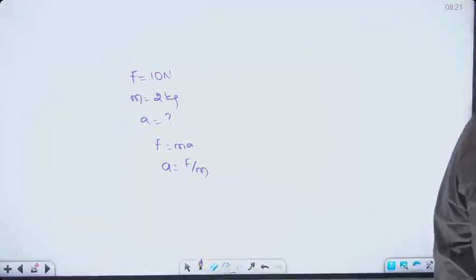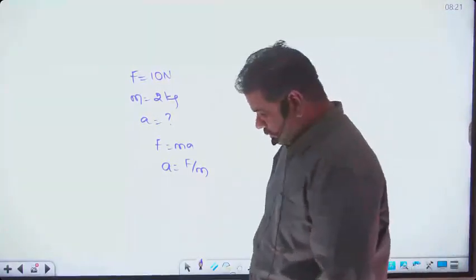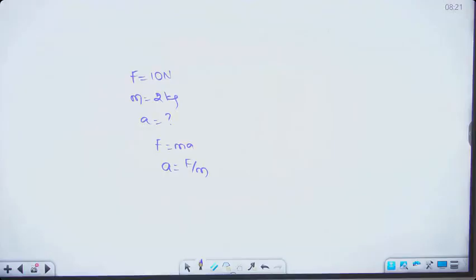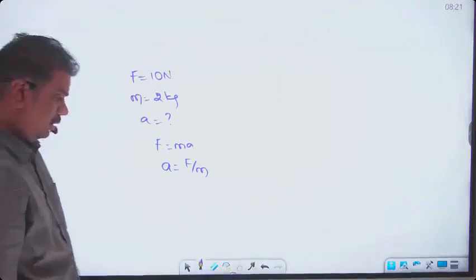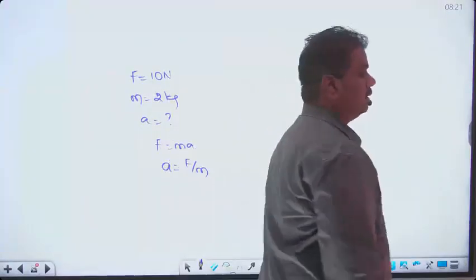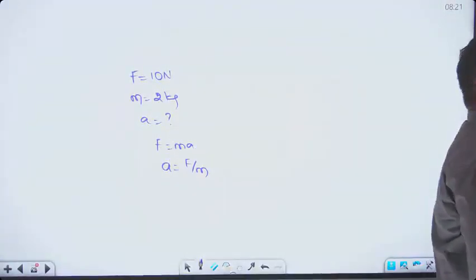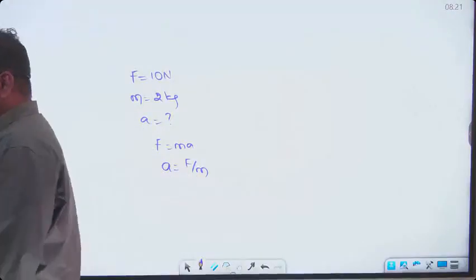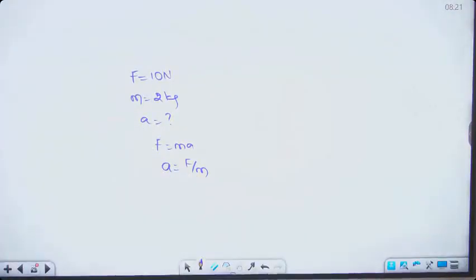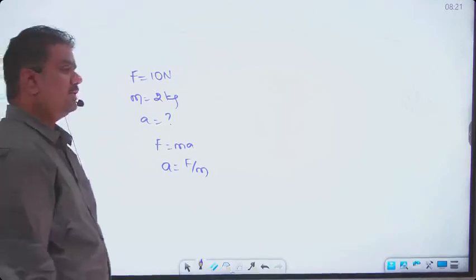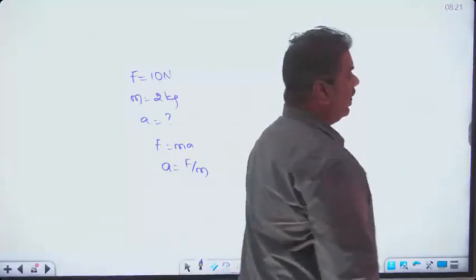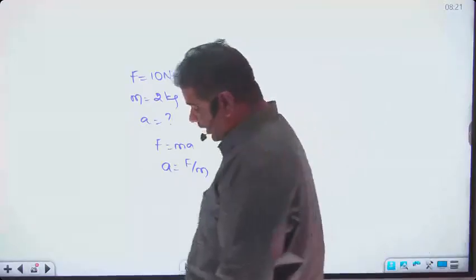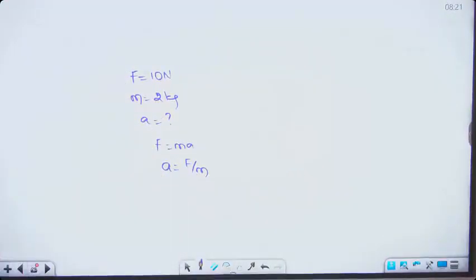A force of 10 newtons acts on a body of mass 2 kg and produces a displacement of how much? 10 meters. Find the work done.